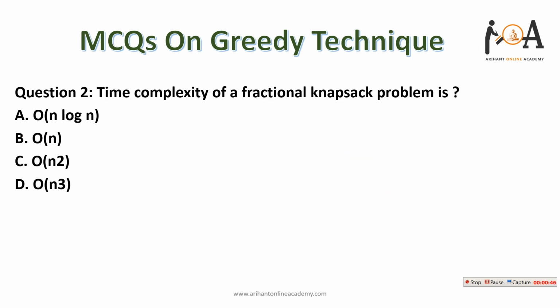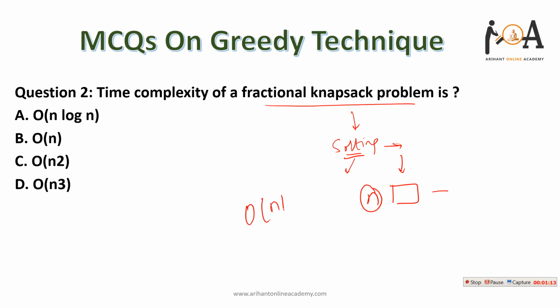The next question is: time complexity of fractional knapsack problem is. So in fractional knapsack problem, the first task is to sort. Sorting should be there, so that we know which item we will pick at each step, right? So for that we do sorting, and after sorting we add the items one by one. So total n items are there, and for sorting n log n time will be taken. So total time will be order of n log n. Option A is the correct answer.